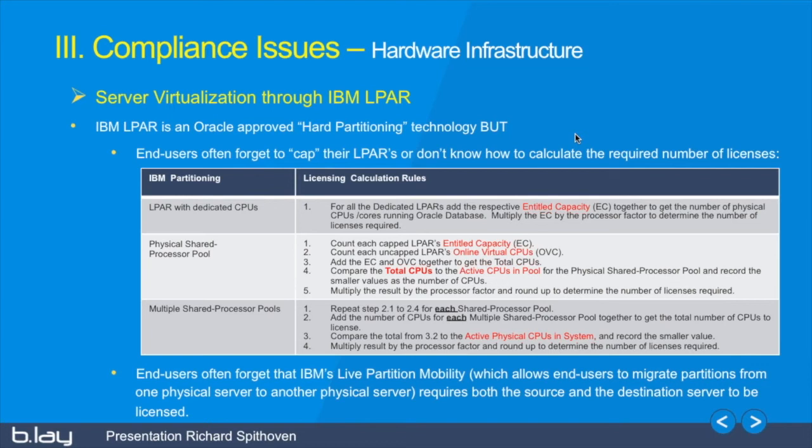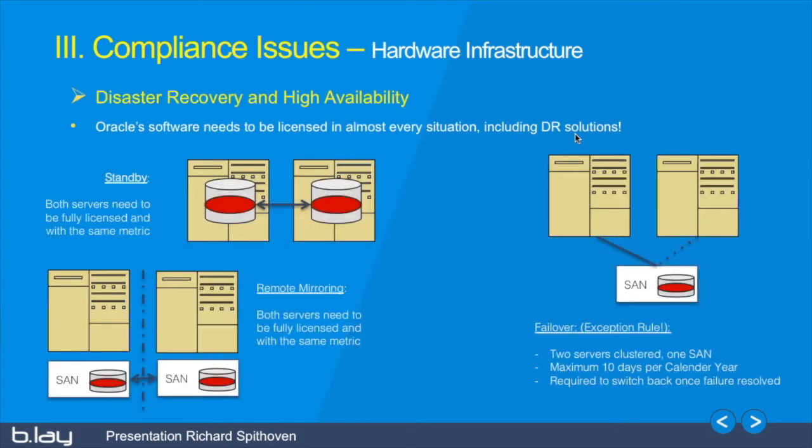The next topic that we see a lot is with regards to another virtualization technology, which is actually approved by Oracle as a so-called hard partitioning technology, which is IBM LPARs. IBM LPARs are approved by Oracle to limit the number of cores which are required to be licensed, but a lot of end users forget to cap their LPARs and just make LPARs on a machine, without assigning a specific capped entitled capacity in terms of number of cores to the Oracle software, resulting in the whole pool or the whole capacity of the server still being required to be licensed.